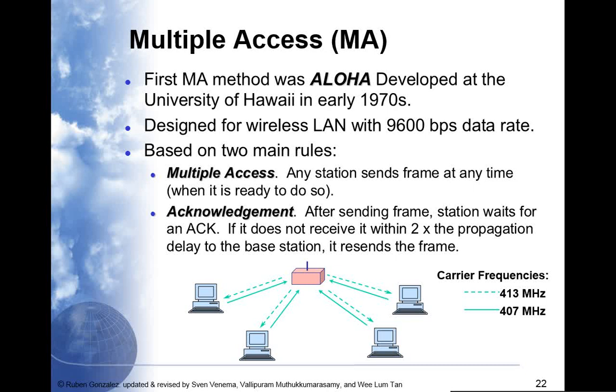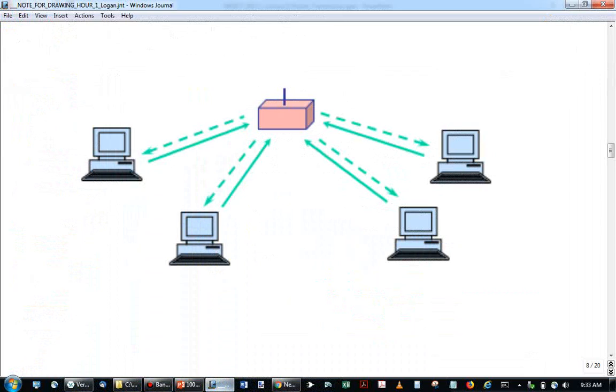So multiple access: any station sends a frame at any time when it's ready to do so, as long as it has something. And there's an acknowledgement. After sending a frame, the station waits for acknowledgement. If it doesn't receive it within twice the propagation delay to the base station, it resends the frame. So what's happening is, I'm here and I want to send it to you. You see there are 2 links. This is why we wait for twice the distance in this sense.